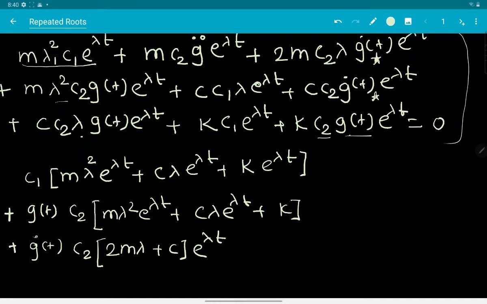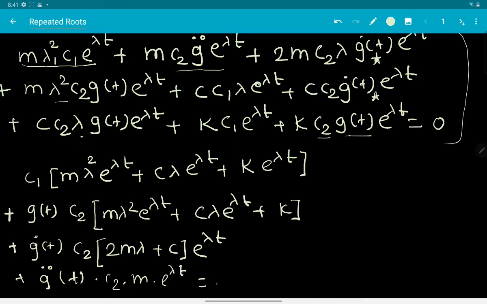I've intentionally written it that way. I've taken e raised to lambda t also common. Now I'll be left with only those terms which have got g double dot of t in them. So g double dot of t, what are those terms? This is the only term which we haven't considered so far: g double dot of t times c2 times m times e raised to lambda t.